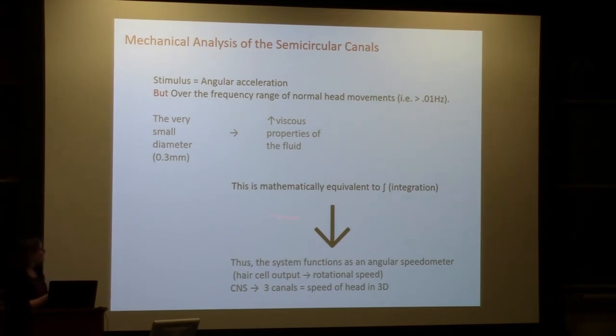What this effectively does is produce an integration, so that over the normal range of head movements that we generate, the system functions more as a speedometer than an accelerometer. So the hair cell output, and in turn the afferents, are coding angular velocity rather than angular acceleration for the range of frequencies that we normally generate. Okay. So I'll go through that in more detail.